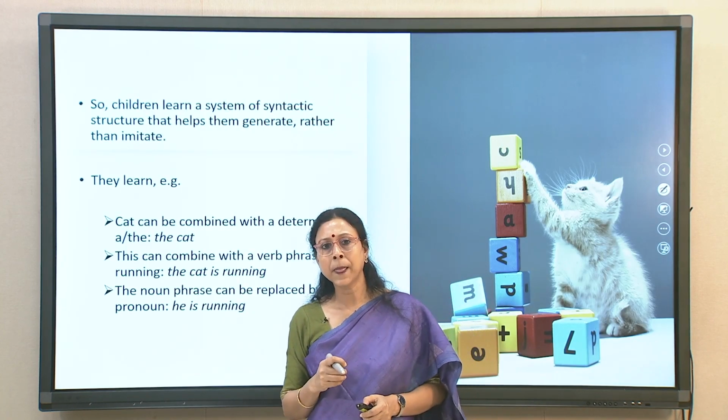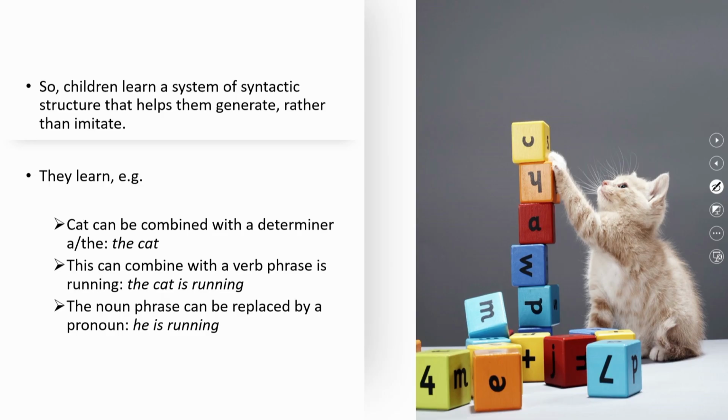Children learn a system of syntactic structure that helps them generate rather than imitate. So, behaviorism was decided to be not very tenable, and was already trashed by generative theories. We are just revisiting it because we will not be carrying it forward. How do children learn? Because there is an innate mechanism that helps them generate rather than imitate, because imitation does not take you very far.